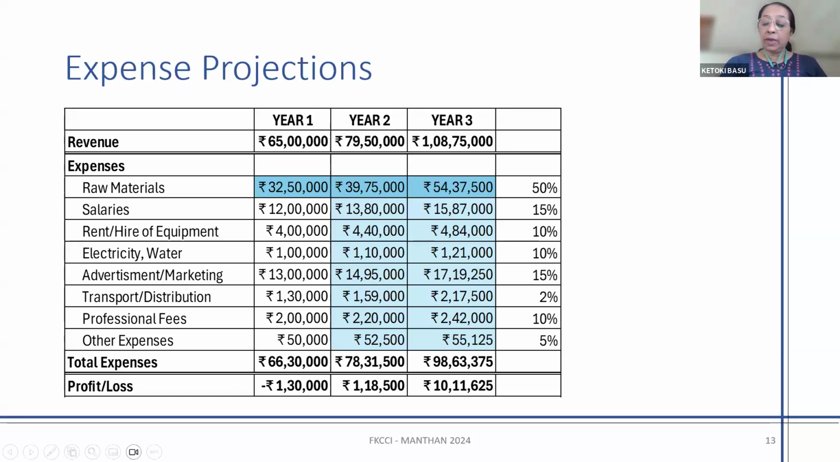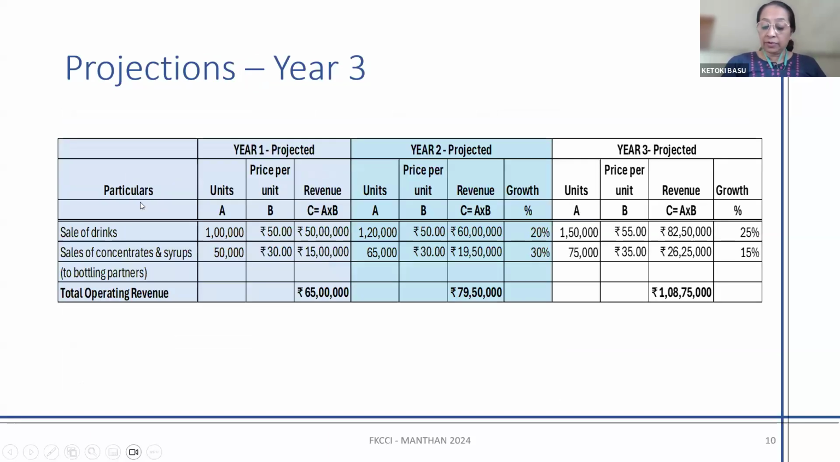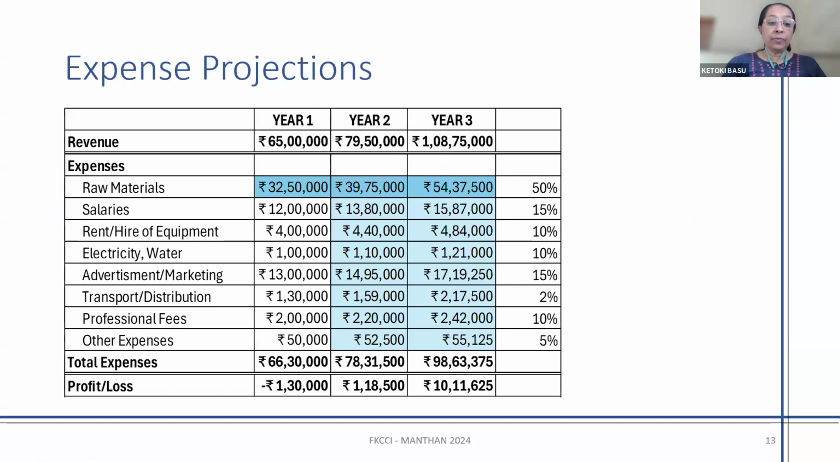Same way, you estimate the cost of electricity and water expenses for the premises that you take on hire. And what would you budget for advertising and marketing? Today, you have various sources in which you can do cheaper marketing. So you may not want to spend even 13 lakhs in year one. You may put it at a much lower figure. But again, you need to do research on this.